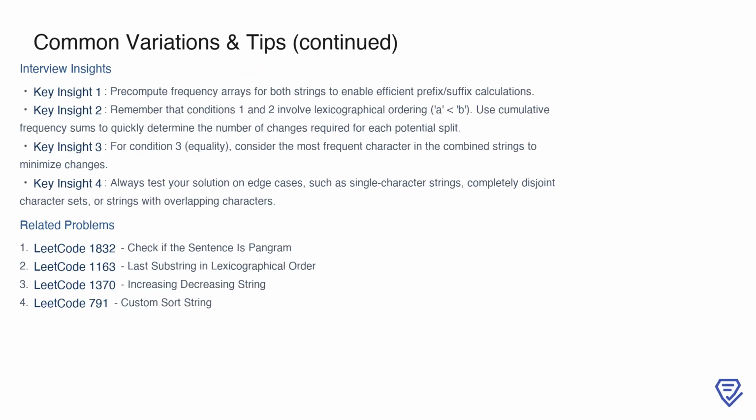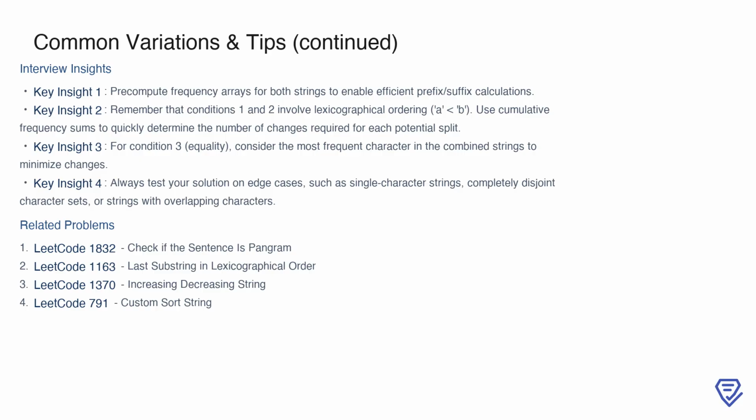To excel in interviews, there are several key insights to keep in mind. First, pre-computing frequency arrays for both strings is a foundational step for optimizing prefix and suffix calculations. This not only simplifies comparisons but also ensures your solution is efficient. Second, remember that conditions 1 and 2 deal with lexicographical ordering, such as ensuring all characters in one string are less than those in the other. By using cumulative frequency sums, you can quickly determine the number of changes required for each potential split point.